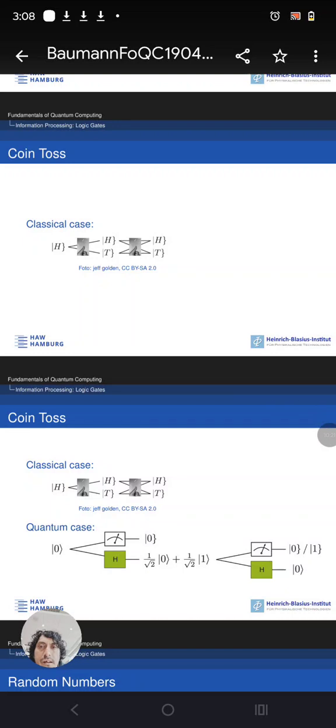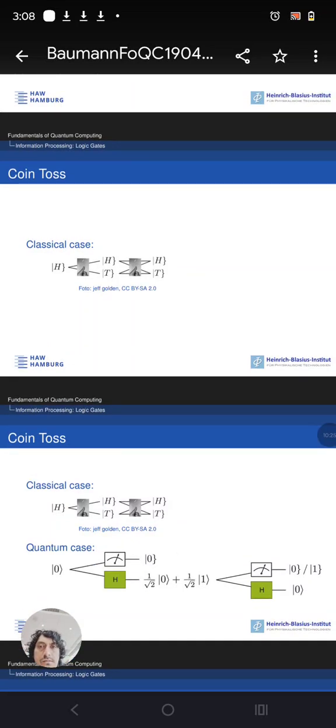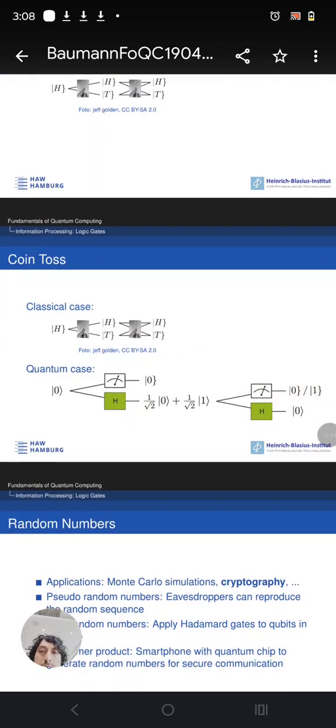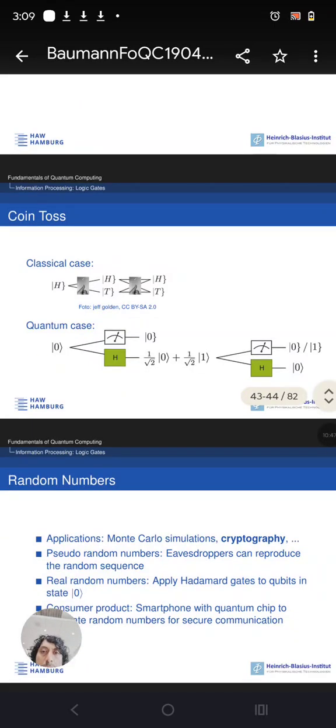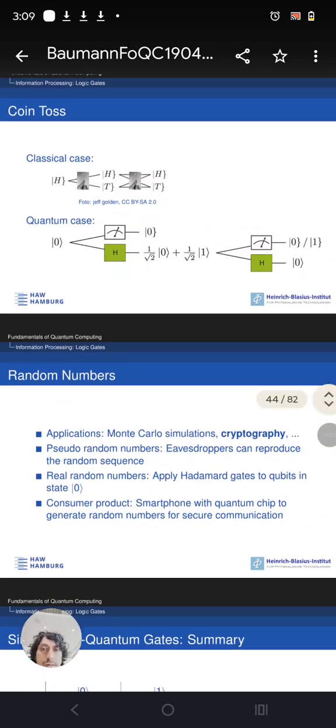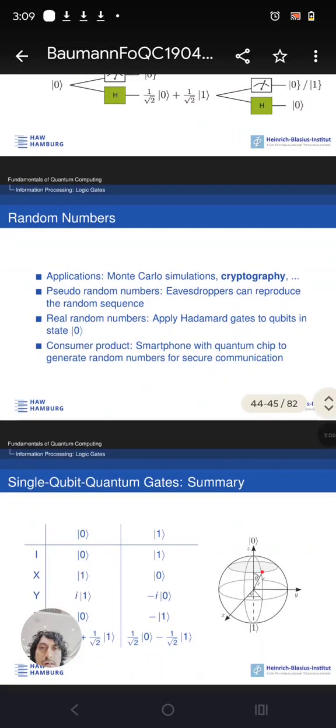So compare the classical case: we toss a coin, we can get either head or tail, and if we toss the coin again, we again get either head or tail. But for the quantum case, if we have a 0, we will get 0. If we apply the Hadamard gate, we get 1 over root 2 0 plus 1 over root 2 1, then we do the toss again. It's 0 or 1 in the first case, and then for each it is 0. Interesting. A little bit different than the classical case.